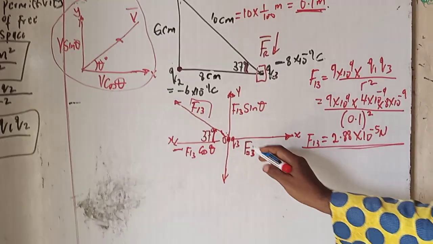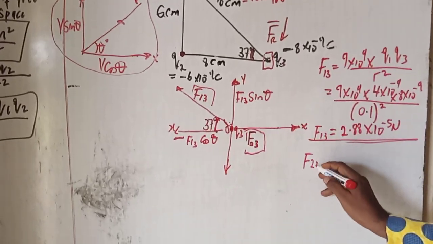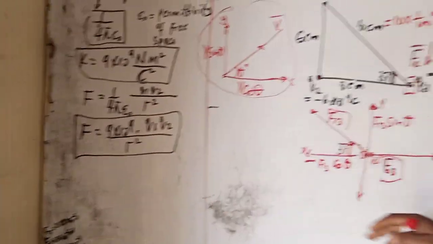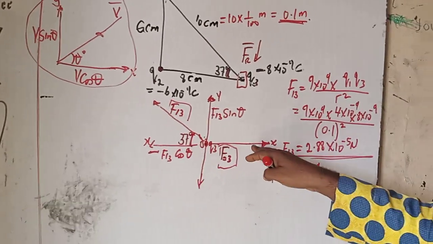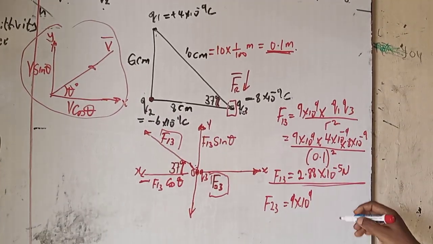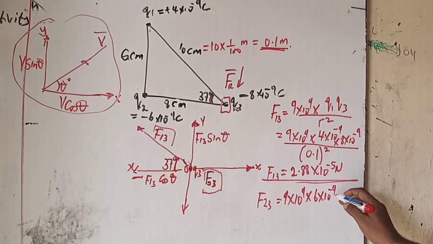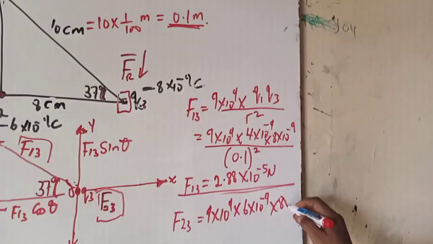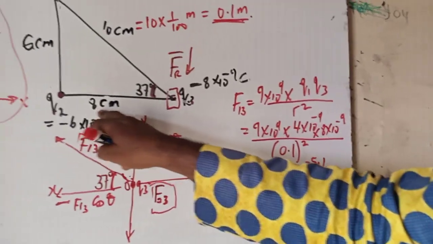Now, the force F23 that I have here, using the same Coulomb's formula, is going to be 9 times 10 raised to power 9, which is the constant, times the product of these two charges: 6 times 10 raised to power minus 9, times this other charge, 8 times 10 raised to power minus 9, divided by the distance between them, which is 8 centimeter.